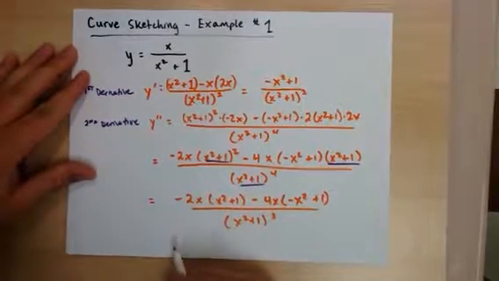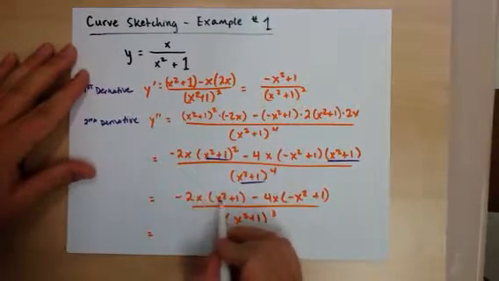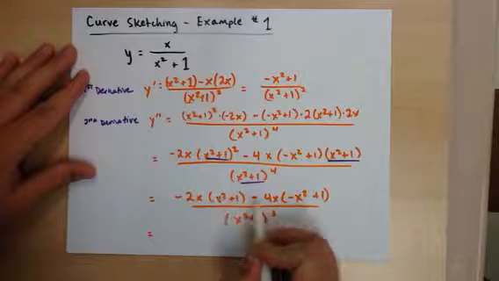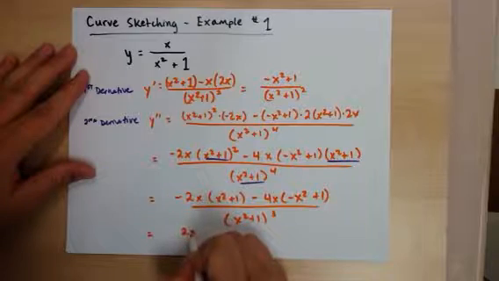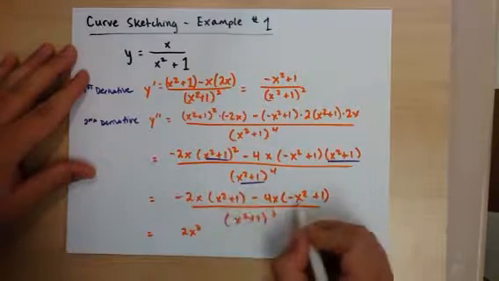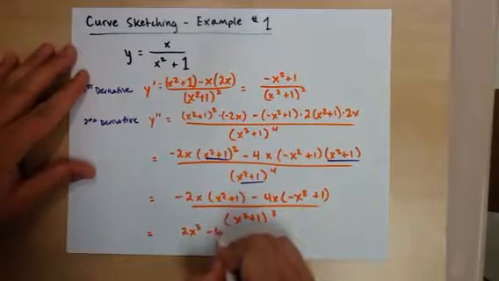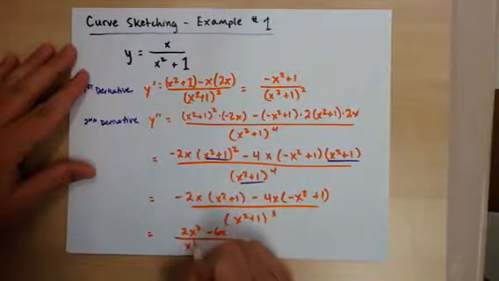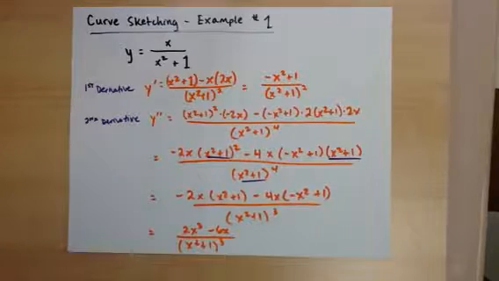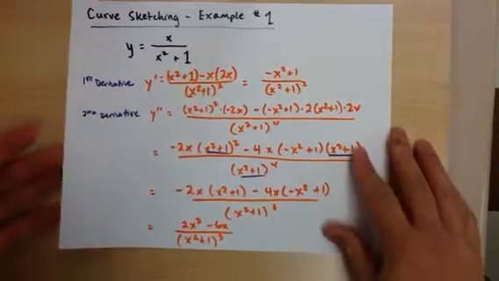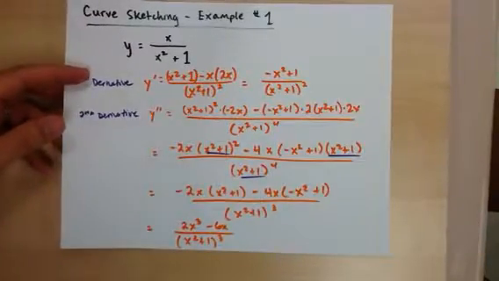And that can even be cleaned up. So what would that be? That would be negative 2x cubed. Here I get a positive 4x cubed. So that's 2x cubed, negative 2x, negative 4x, so minus 6x over x squared plus 1 quantity cubed. Okay, so it will benefit you to clean these up because you're not going to have a calculator, so you're going to have to find critical values and inflection points later on.